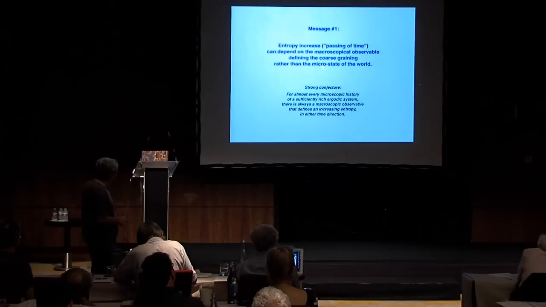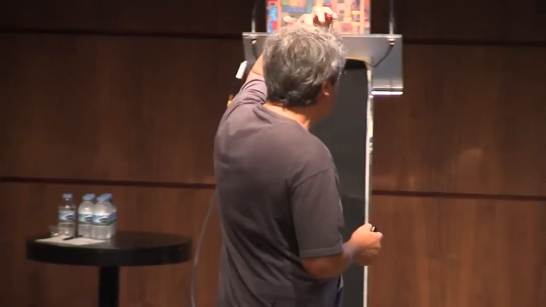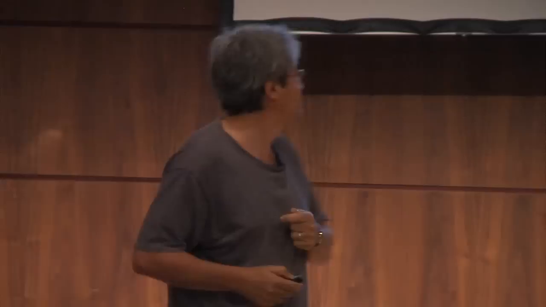And in fact, one can even go to a stronger conjecture that I present with a simple system, but for every sufficiently rich ergodic system, anything that's sufficiently complicated, any generic motion, there is always a coarse graining such that entropy increases in one direction or the other. That's the first message. Now, so far it seems a little bit disappointing because it seems that I'm moving the question about the direction of time to something that depends on how we define things, how we pick macroscopic observables, right? But we don't pick macroscopic observables at random. And that's the second message I want to present.